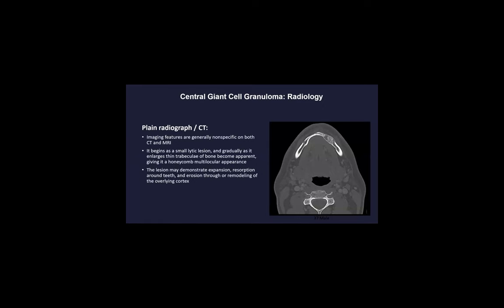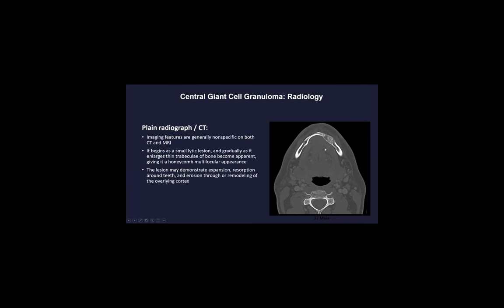So when we look on the CT and plain films, the imaging features are usually nonspecific, and we always have very much difficulty interpreting these mandible and the maxillary lesions. They typically start as a small lytic lesion, and when they enlarge, the thin trabeculation of the bone becomes more apparent, giving this typical honeycomb or multilocular appearance.